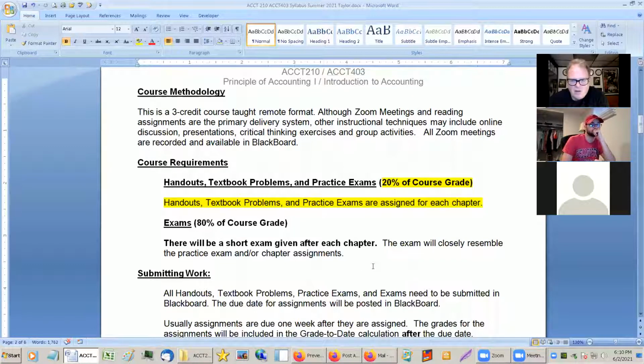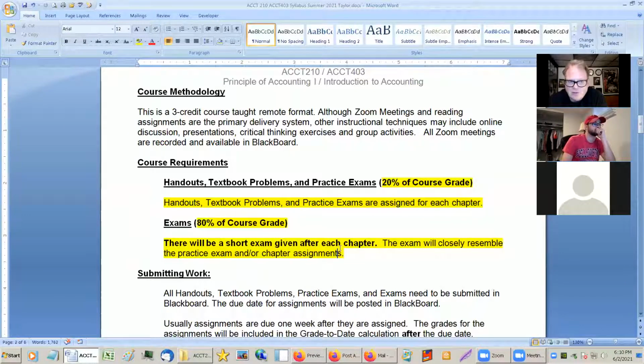And the exams are 80% of the grade. And basically, after we do the practice exam, I'll send you the exam, and you have plenty of time to work on it. I give a week to work on it. So the due date on the exam will be a week from whenever we do the practice exam.